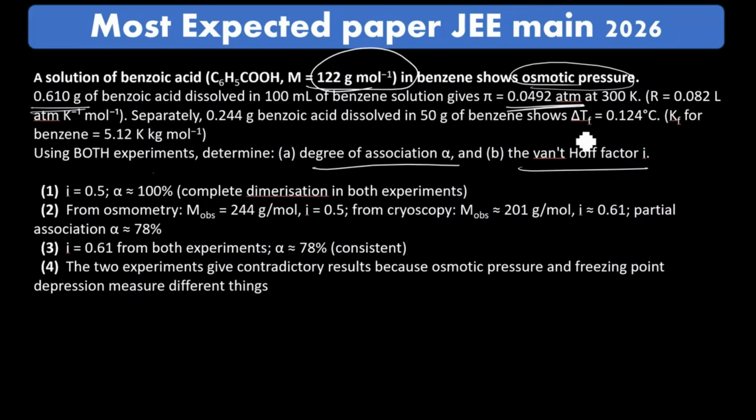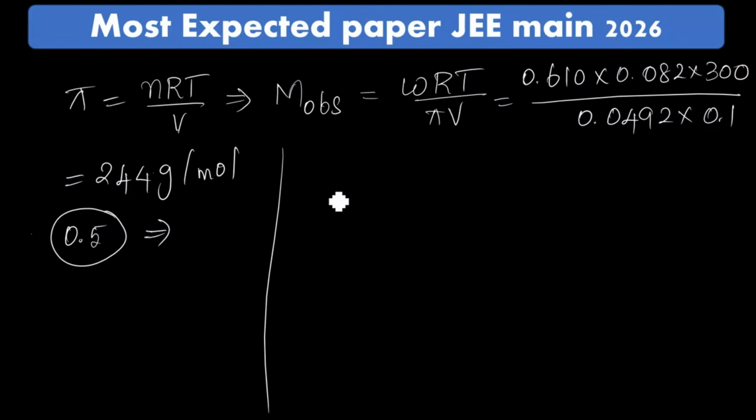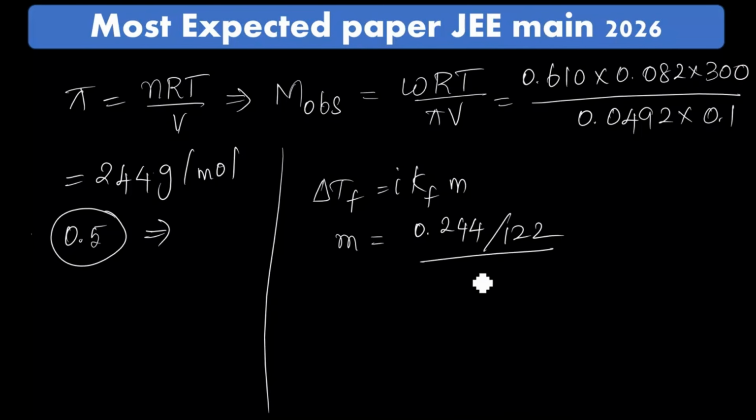The next one will involve the freezing point. So for freezing point, we know the formula delta Tf is equal to i Kf m. m is equal to, substitute the values, so that is 0.244 by 122 divided by 0.50, which comes out to be 0.04.